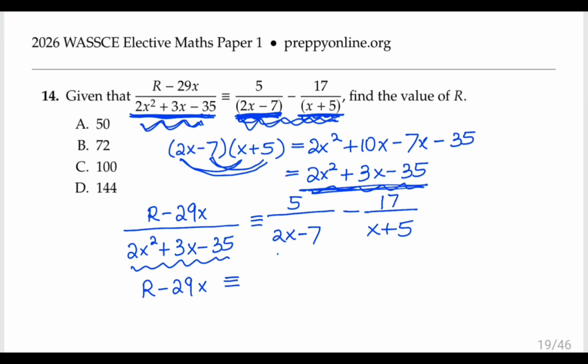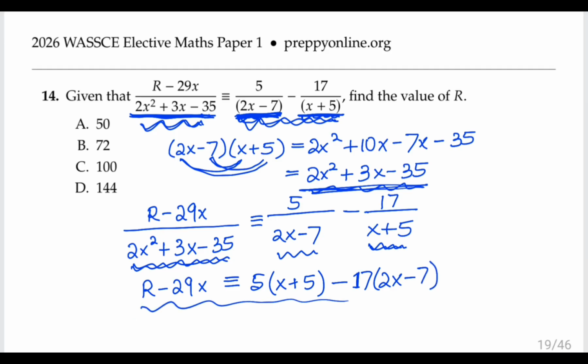If we multiply this whole expression by this quadratic, we're going to be left with 5 times the other one, which is x plus 5. And when we multiply this one also by it, we're going to be left with 17 times the other one, which is 2x minus 7. So we have a new equivalence on our hands. And the question is, can we choose a special value of x that makes our lives easier? And the answer is yes.